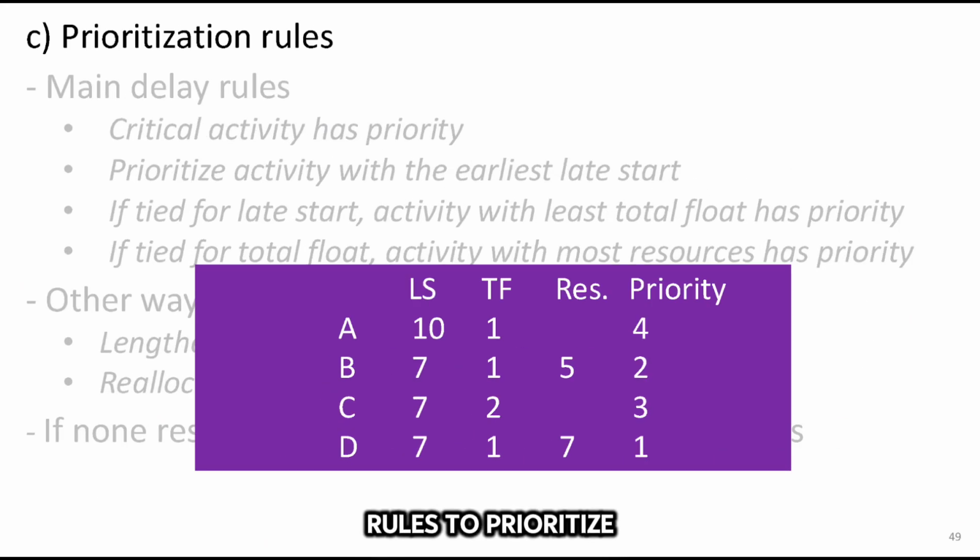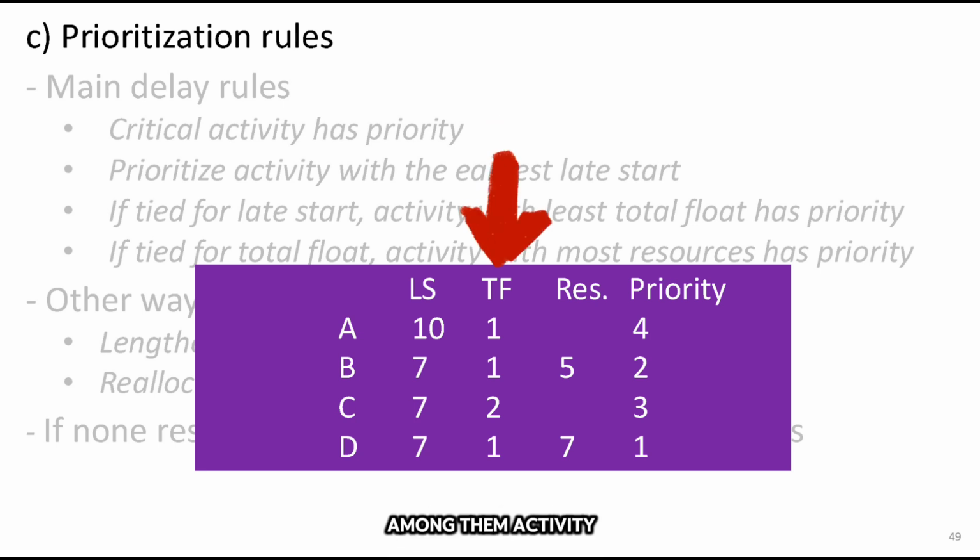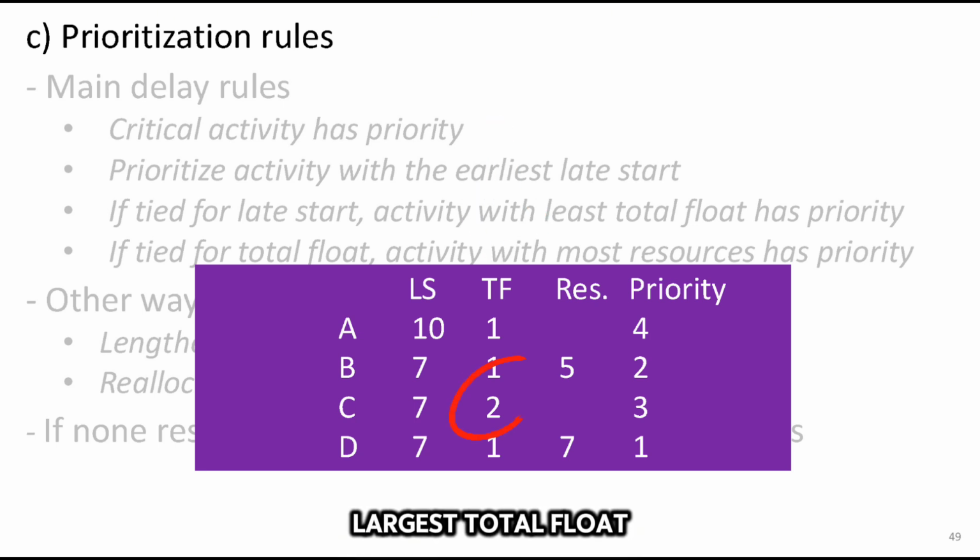Let's apply these rules to prioritize the 4 activities in this example. First, we examine their late start times. Activity A has the latest late start, making it the lowest priority with a ranking of 4. Next, we compare the remaining activities. Since they have the same late start, we check their total float. Among them, activity C has the largest total float, meaning it has more scheduling flexibility. As a result, its priority is lower than activities B and D, giving it a ranking of 3.